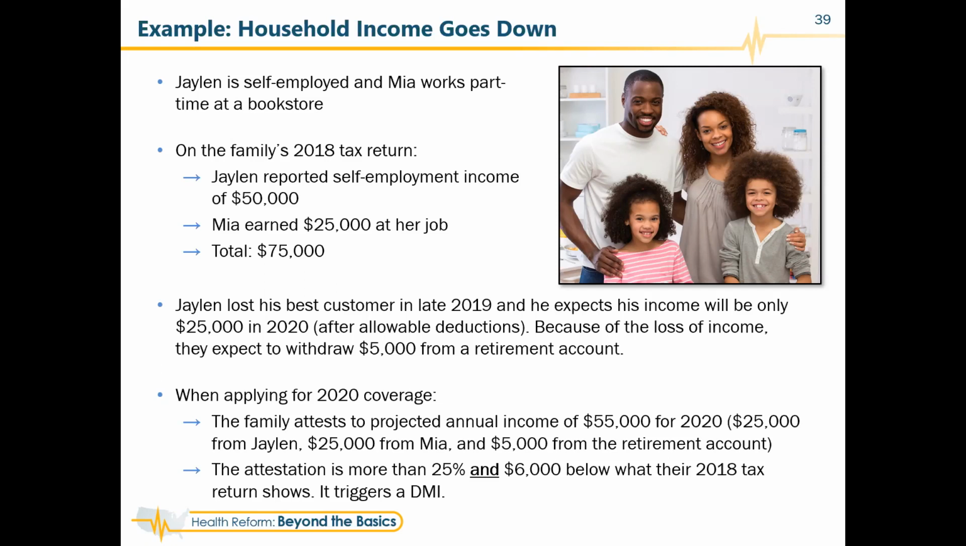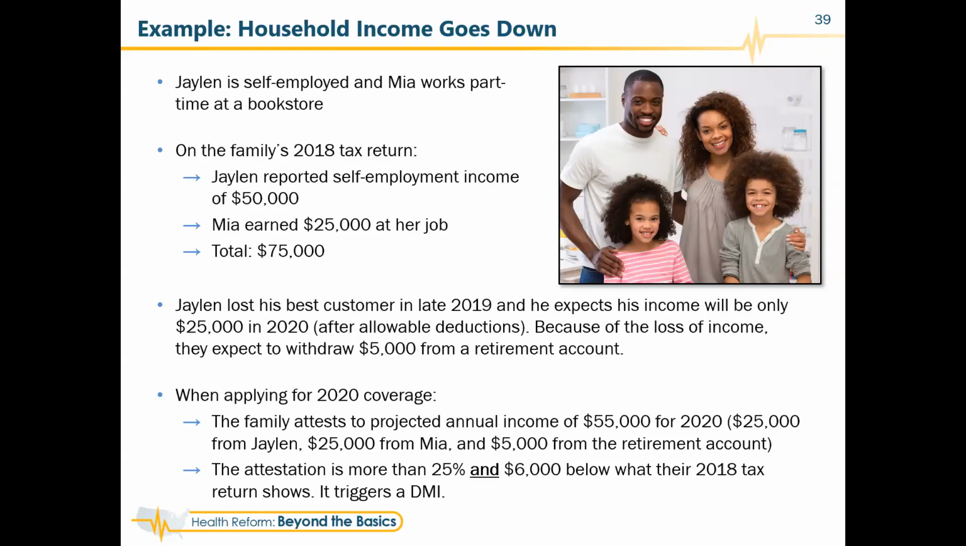But Jalen lost his best customer, and so he expects that he'll only have self-employment income of $25,000 for 2020 after his deductions. Because of the loss of income, they also expect that they'll need to withdraw a little bit of money from a retirement account. So when applying for 2020 coverage, they project annual income of $55,000. So that's $25,000 from Jalen's self-employment, $25,000 from Maya, $5,000 from their retirement account.